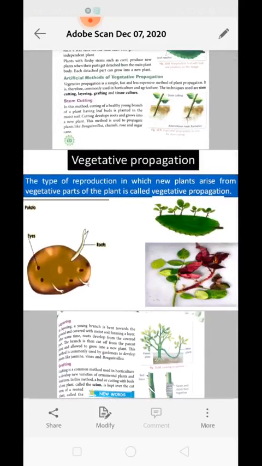Actually, vegetative propagation is a very simple, fast and less expensive method to propagate new plants. That is why we commonly use it in horticulture and agriculture. The techniques used are stem cutting, layering, grafting and tissue culture. So we will discuss them one by one. The first one is stem cutting.